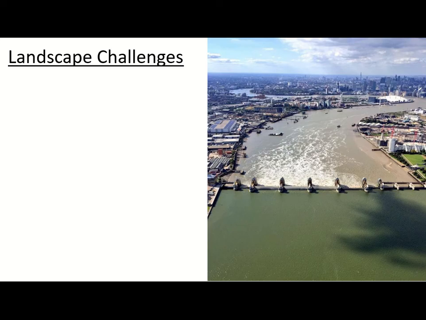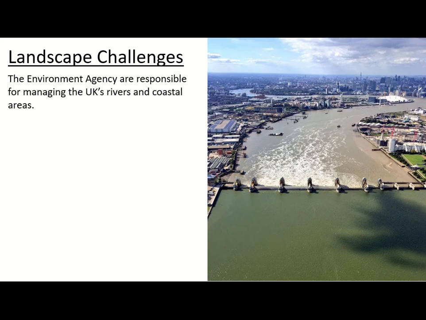You can see the Millennium Dome there, or the O2 it's called now, and all the built up areas around the Docklands area. So the Environment Agency, they're the group responsible for managing UK's coast and rivers, and so they've got a job on their hands as sea level rise occurs and climate change affects rainfall patterns. Now what they do is they monitor and they provide early warning systems.